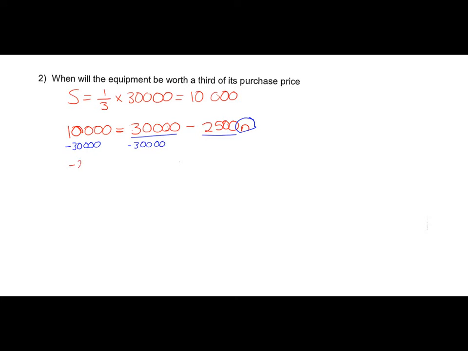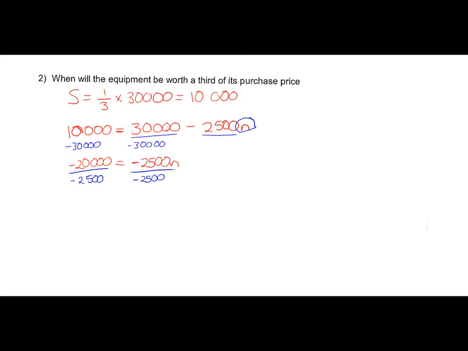That will leave us minus $20,000 on the left is equal to minus 2,500 times by n. This is n multiplied by minus 2,500. So to find out what n is, we need to divide it by minus 2,500, because multiplying by minus 2,500 and dividing by minus 2,500 will cancel out. We then need to do that to the left-hand side as well. So if you change one side of the equation, you have to change the other side.